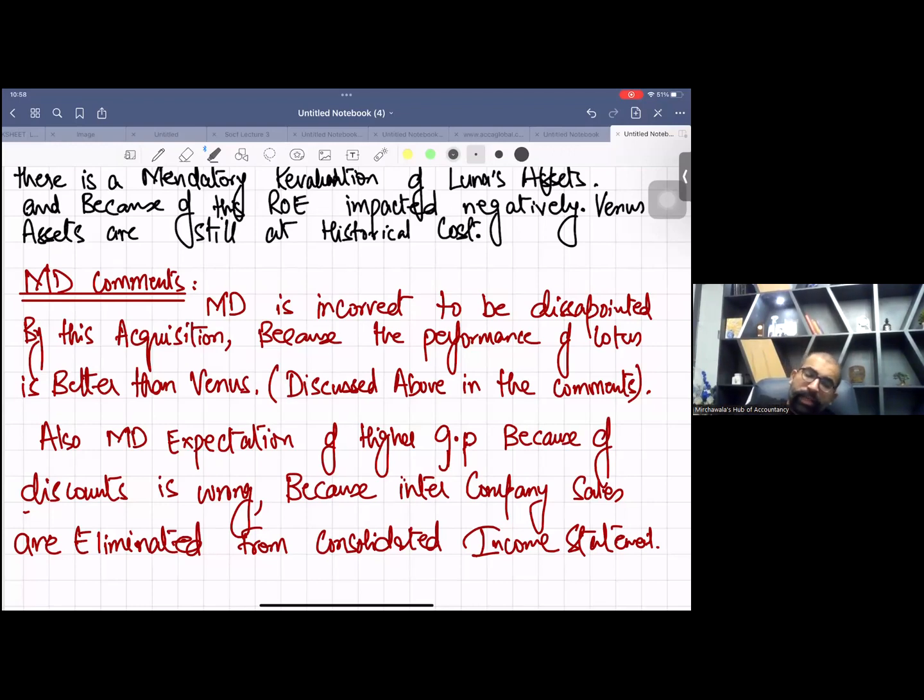Read it. MD is incorrect to be disappointed by this acquisition because the performance of Lotus is better than Venus, discussed above in the comments. Also, MD's expectation of higher GP because of discount is wrong, because intercompany sales are eliminated from the consolidated income statement. So both things of MD were wrong.